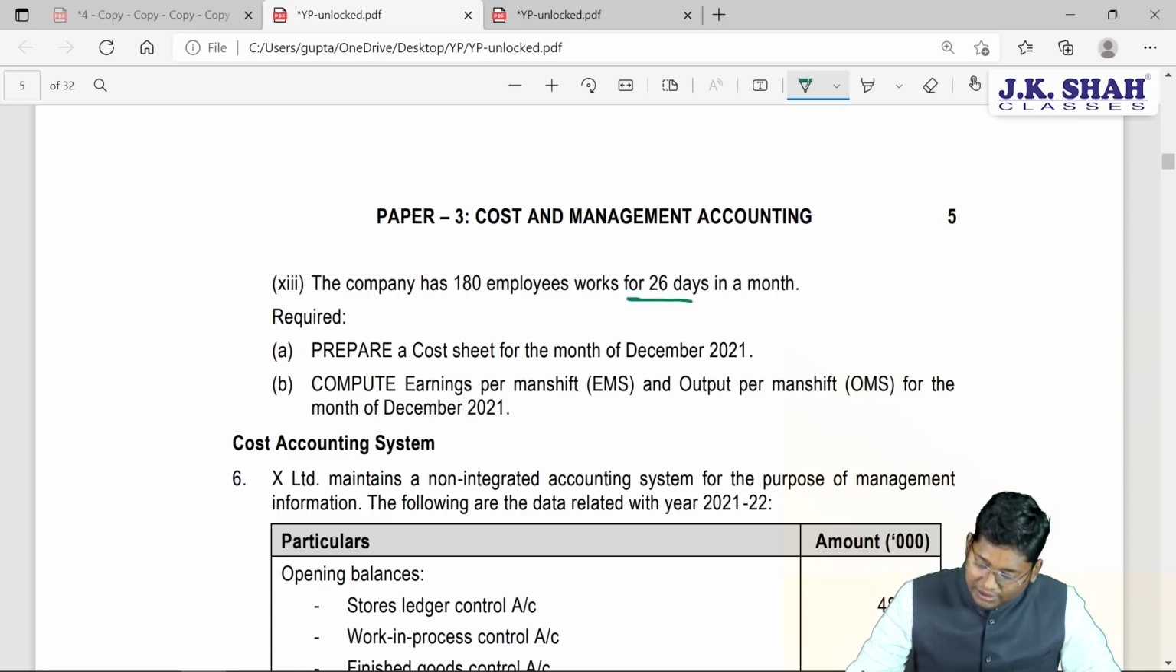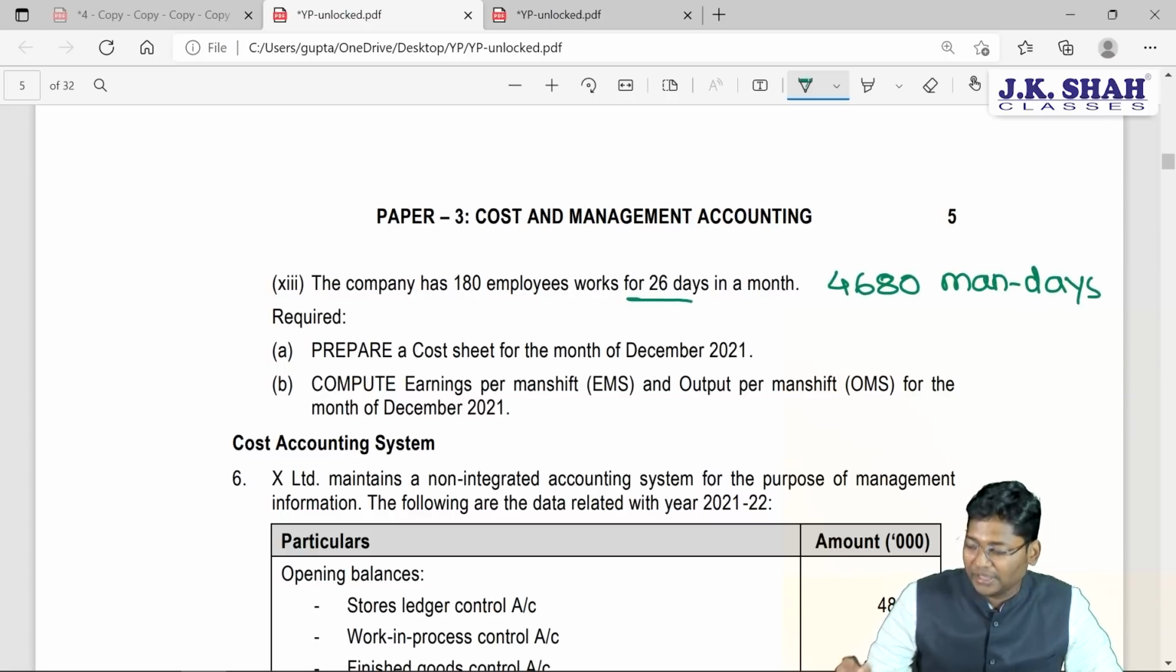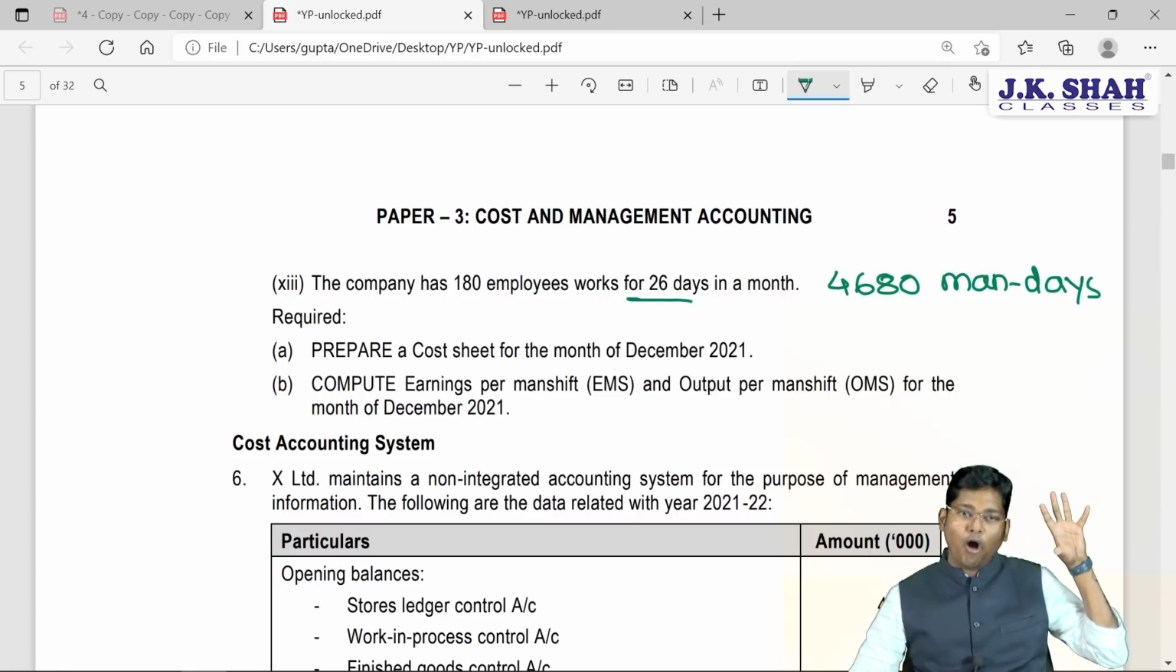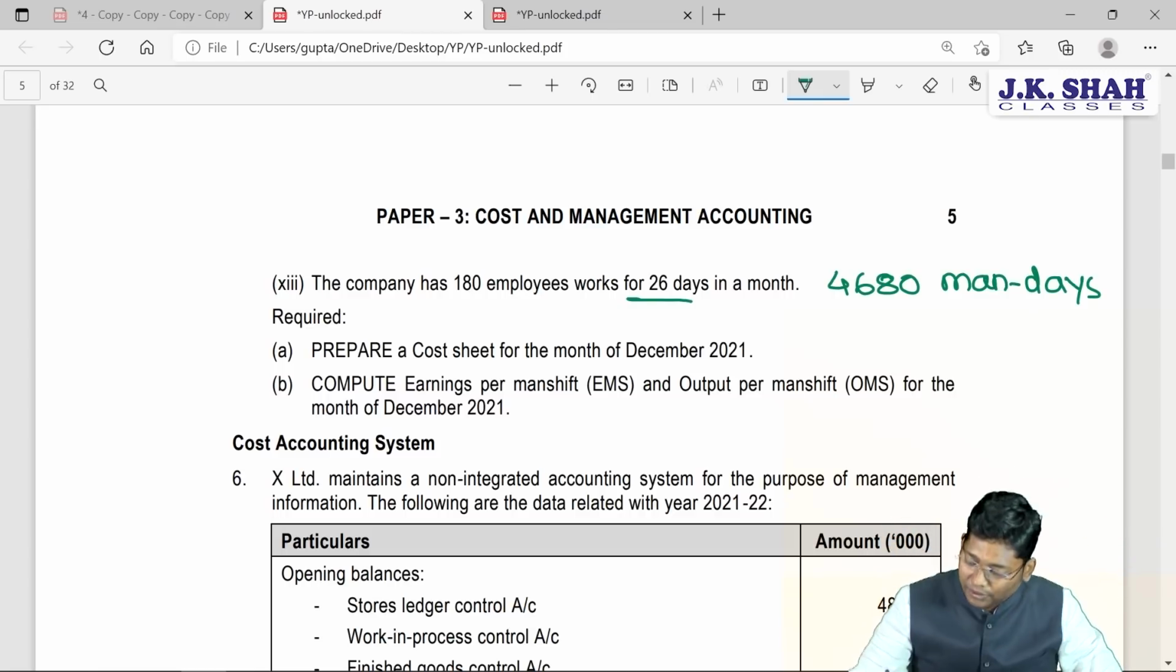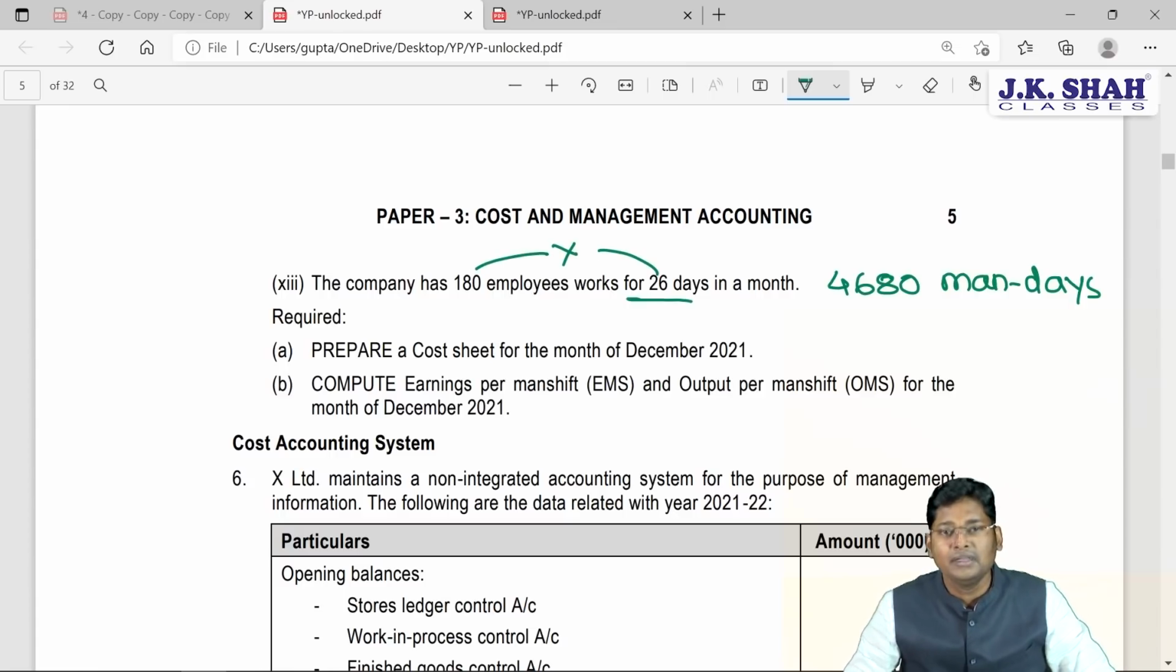So there will be total 4680 man days available with the company. Sir, what is the meaning of man days? If all 180 men are going to work for 26 days, then how many productive days are to be worked? That is what I have computed by simply multiplying the same. Sir, what is the use of this?